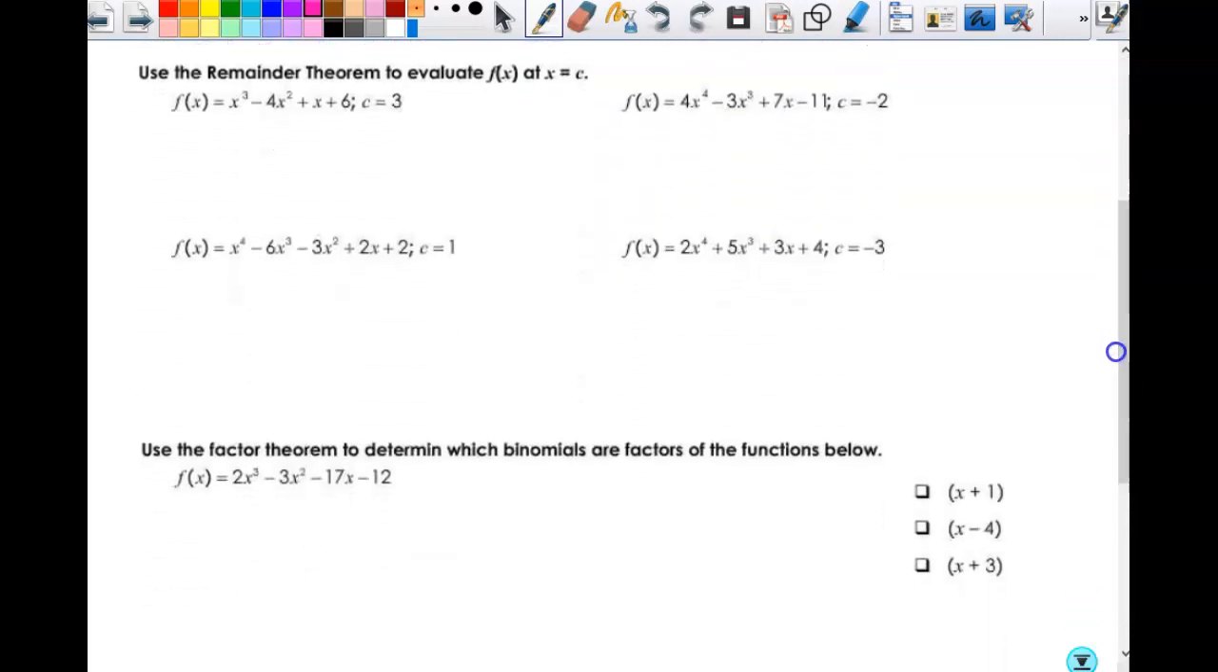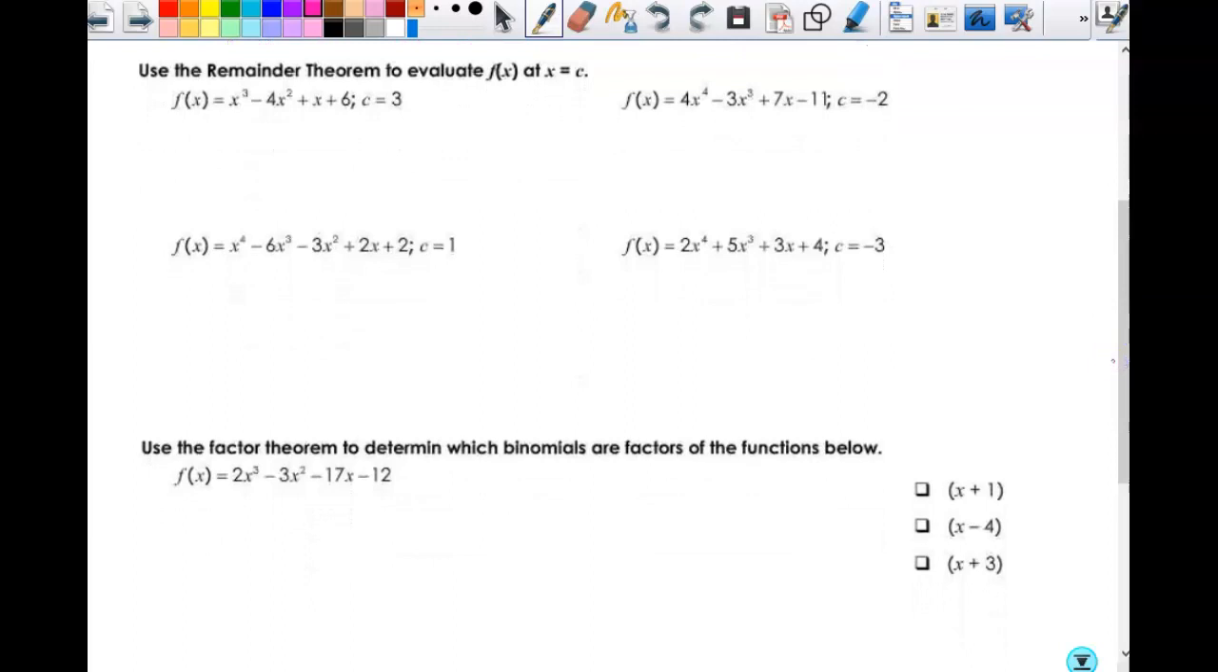Next part, use the remainder theorem to evaluate. Okay, evaluate f of x at x equals c. Which means that when I'm done with this, my answer to this first one is going to be f of 3 equals something. And I do that using synthetic substitution. And since c equals 3, the factor would be c minus 3. So I'm using this. This is telling me what I use on the outside there. So I got a 3 here.